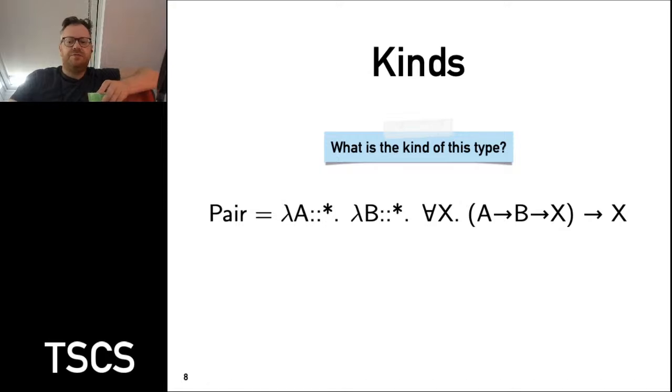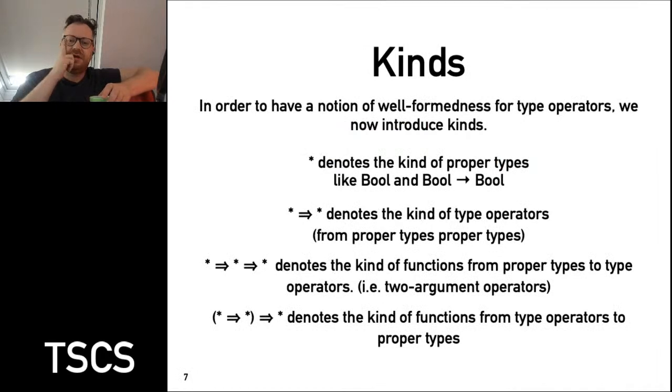Maybe I show you the previous slide again to give you a sort of clue. So these are the kinds that we learned about. We have the star, which is a proper type. We have the star to star, which is the type operator. And we have the star arrow, which is a function from a proper type to a type operator.